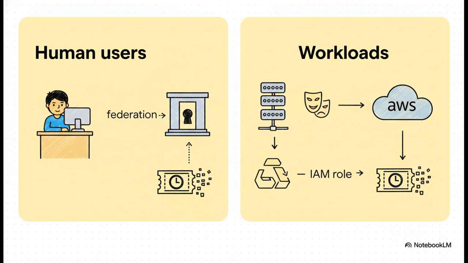For people, we do this using something called federation, which is a fancy way of saying they log in with an identity they already have. For apps, we use IAM roles. The key takeaway? We want to avoid static, long-lived passwords and access keys like the plague.